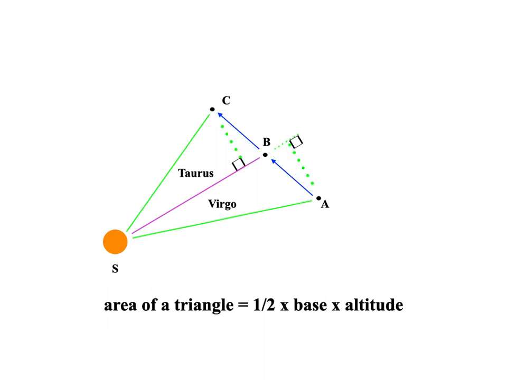Remember that these altitudes are also the altitudes of Virgo and Taurus. Moreover, since these triangles share a common base, and their altitudes are equal, their areas must be equal. So, planet Q, with gravity turned off, is sweeping out equal areas in equal times.